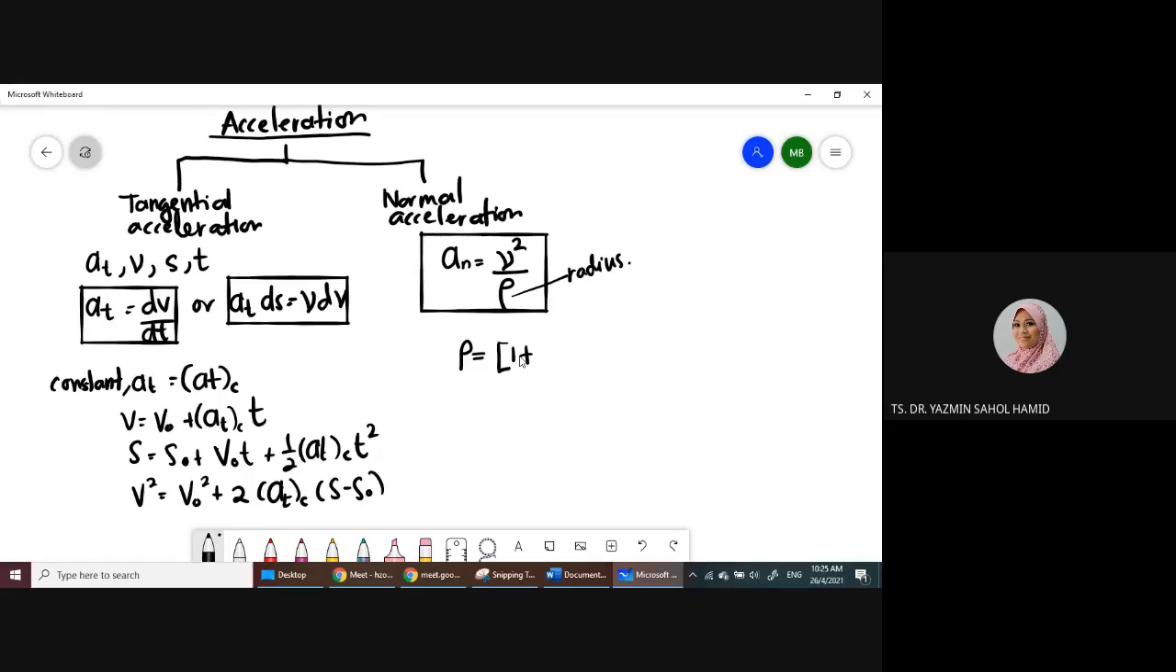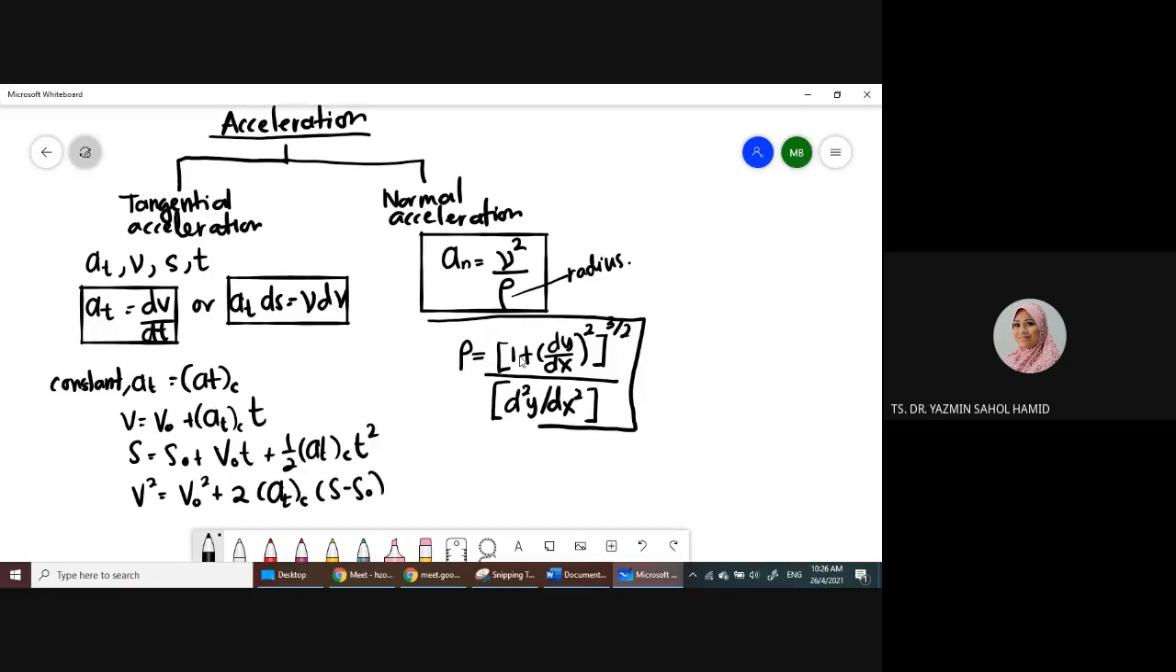Sometimes the formula for rho is not given, so you need to find it. It will be the square bracket of 1 plus (dy over dx) squared, to the power of 3/2, over d2y over dx squared. This one, if they don't give it, okay?